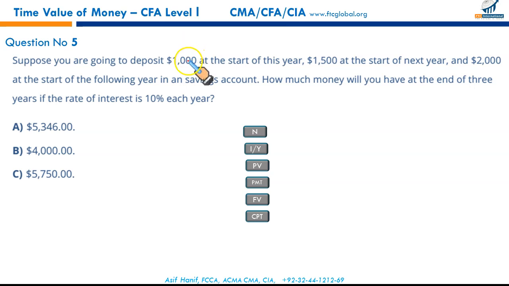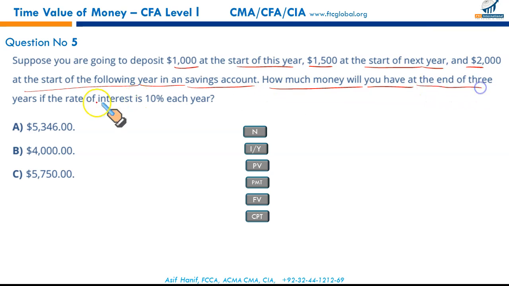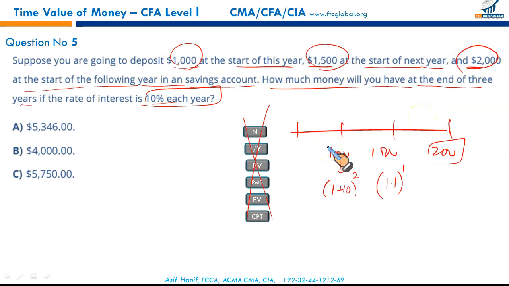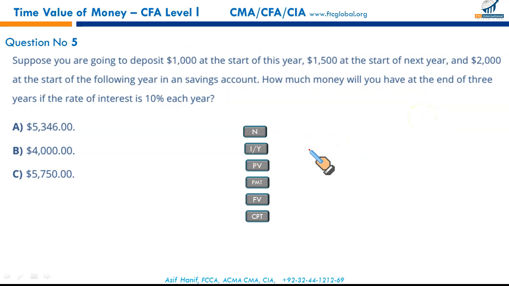Suppose you are going to deposit $1,000 at the start of this year, $1,500 at the start of the next year, and $2,000 at the start of the following year in a savings account. How much money will you have at the end of 3 years if the rate of interest is 10%? Now, since all these payments are to be taken to the future, and these payments are being made at the start of each period, the first payment is being made now, this one, and then this one.